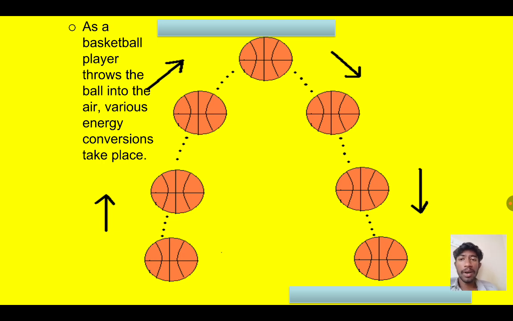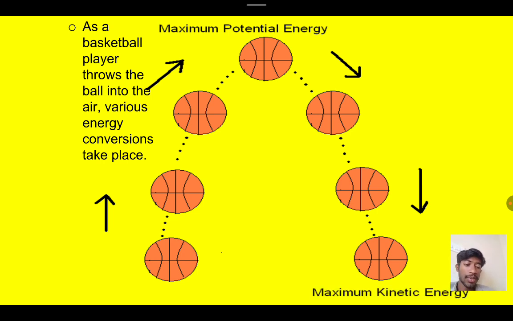As a basketball player throws the ball into the air, various energy changes take place. See here, the maximum potential energy will be at maximum height, and maximum kinetic energy will be at the lowest height, because here the work is being done. Here it is still.